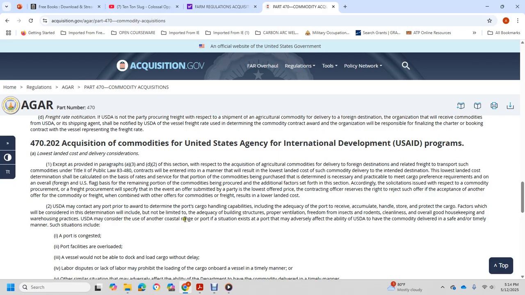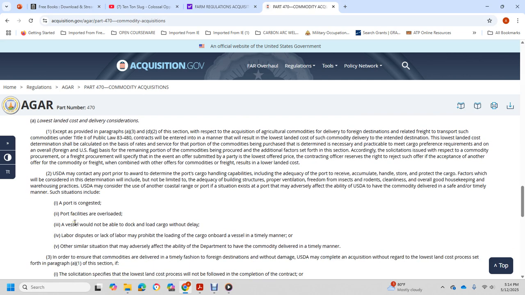USDA may consider the use of another coastal range of the port if a situation exists in a port that may adversely affect the ability of USDA to have the commodity delivered in a safe or timely manner. Such situations include a congested port facility, an overloaded port where a vessel would not be able to dock or load a cargo without delay, labor disputes, or lack of labor that may prohibit the loading of the cargo on board a vessel in a timely manner.